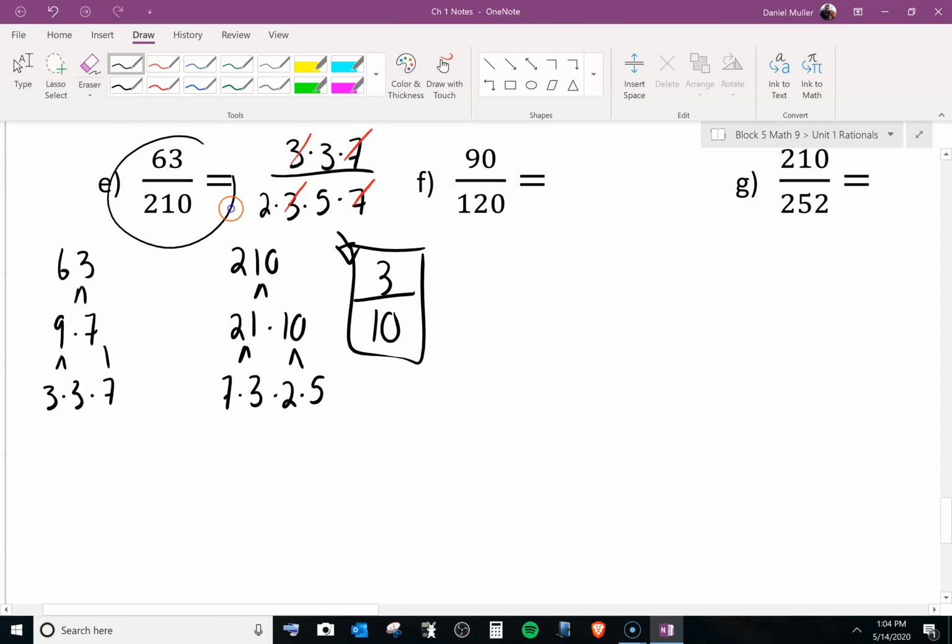And I did that relatively quickly, and I reduced that fraction, which is quite a large fraction, down into 3/10. So I think that's actually pretty good.